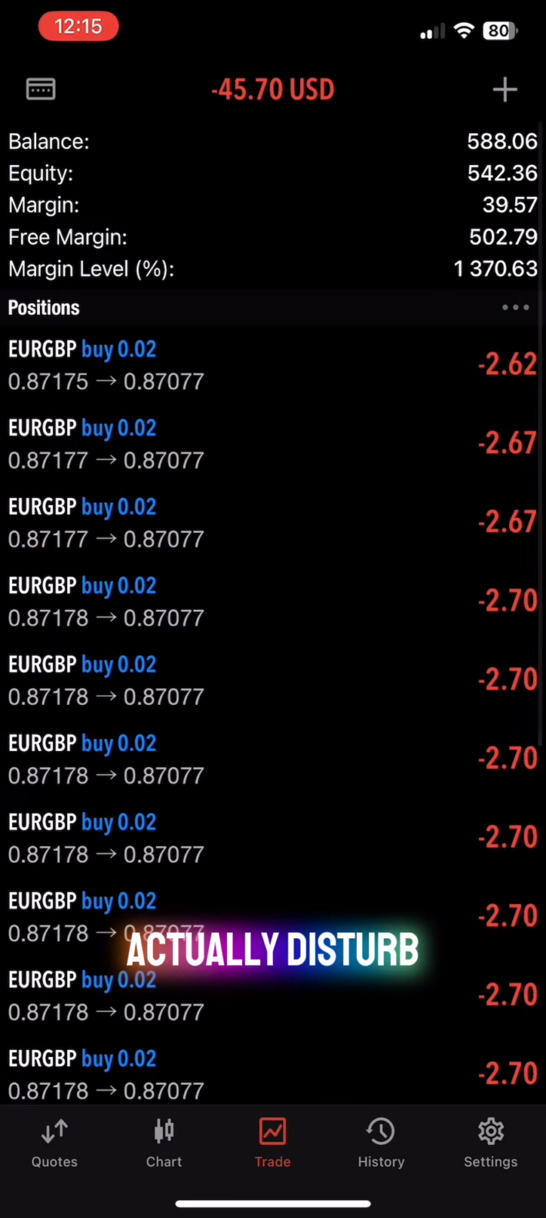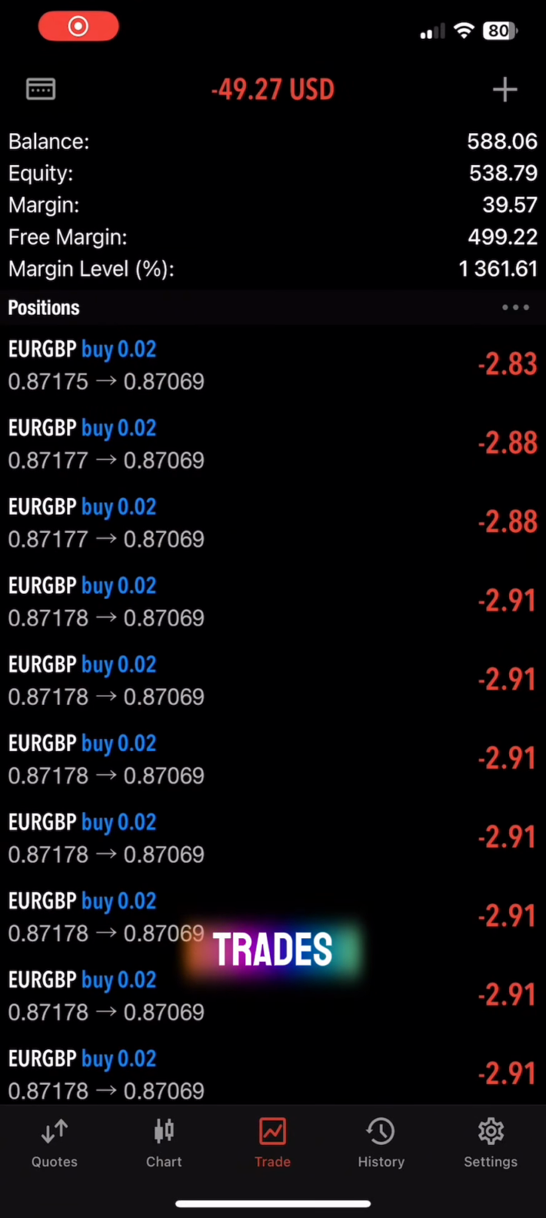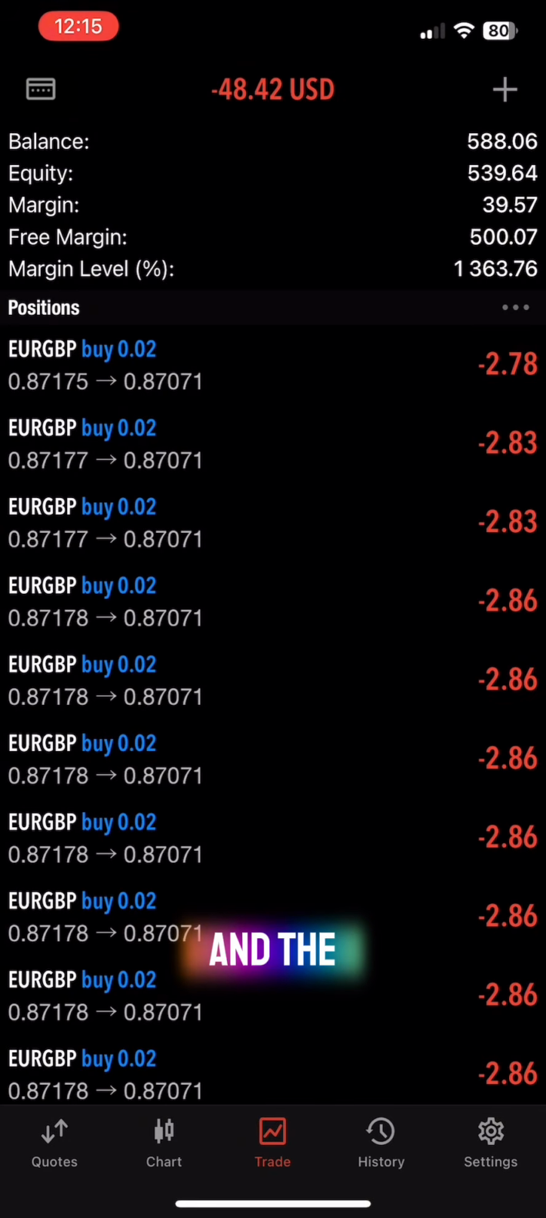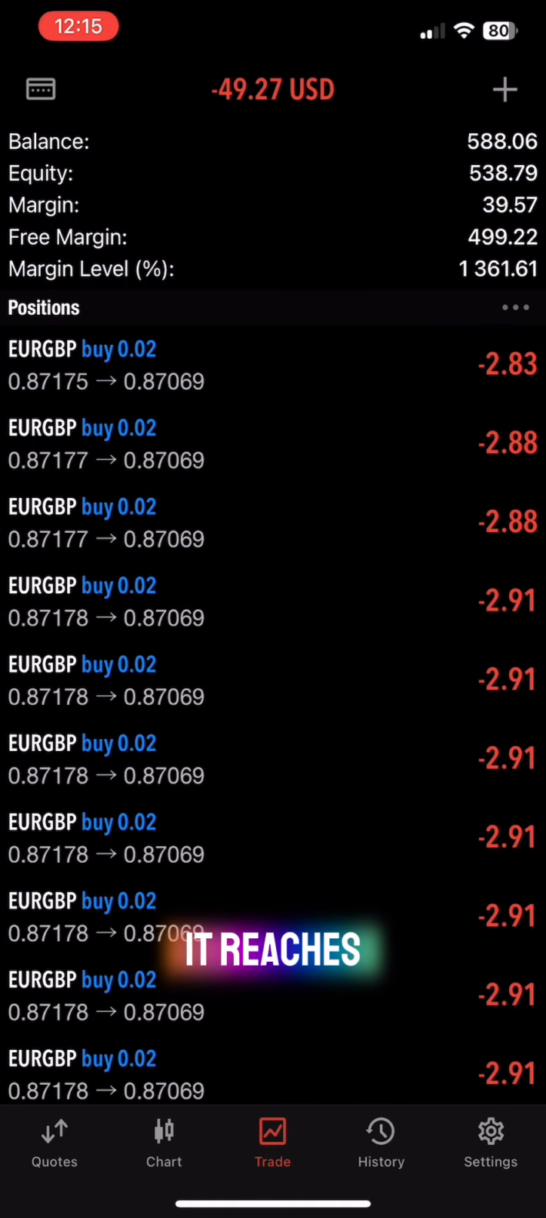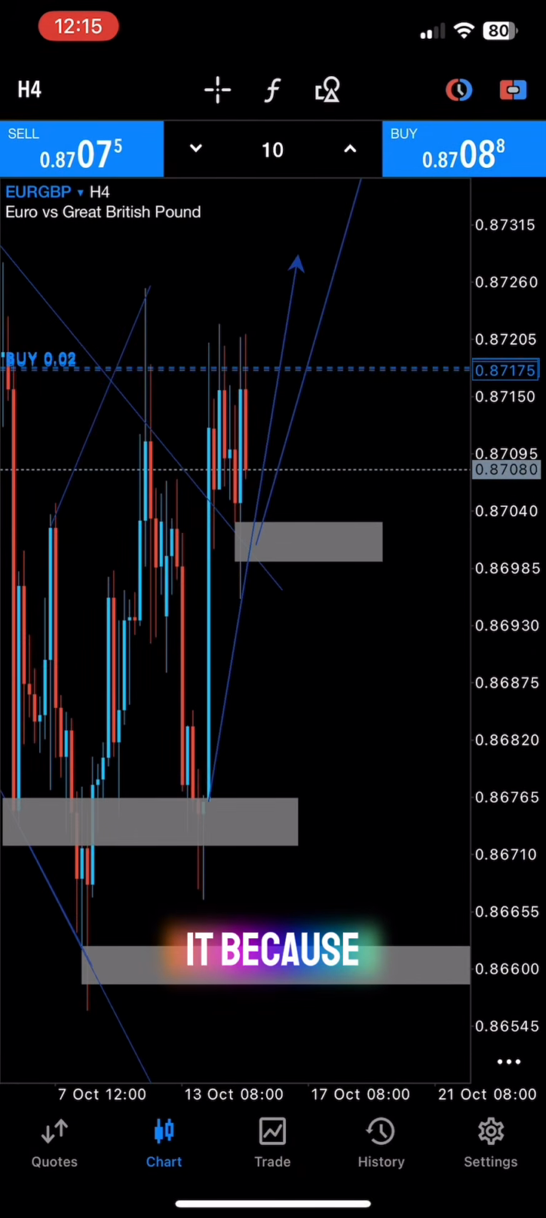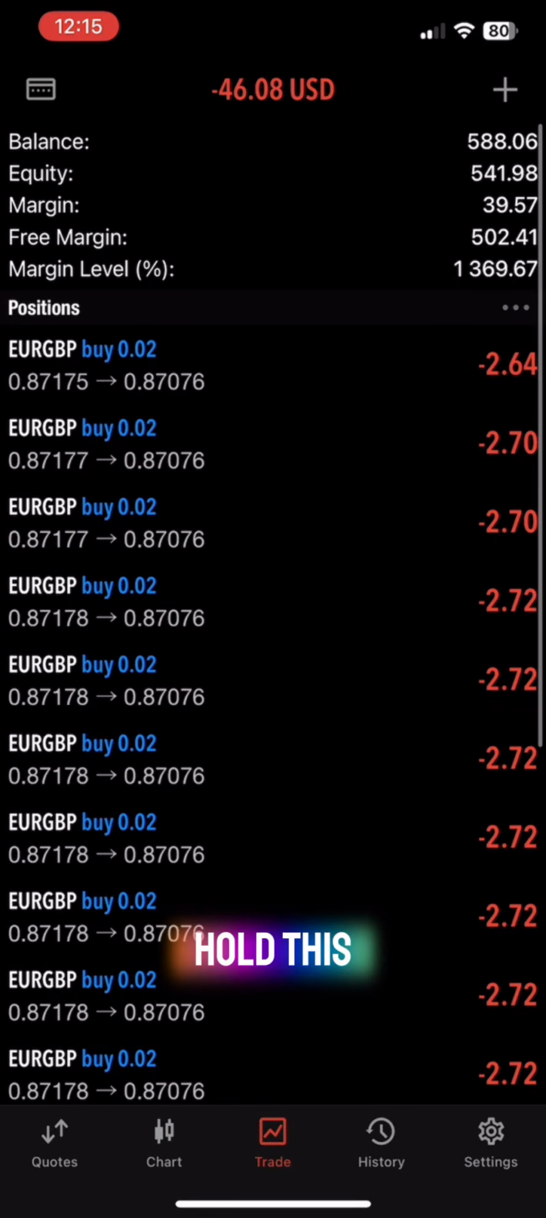It might actually disturb me to enter other trades. So as you can see, we are in $40 something loss, and the moment it reaches the break even or at least $100 loss, I'm going to close it because I'm not going to hold this for a very long time.